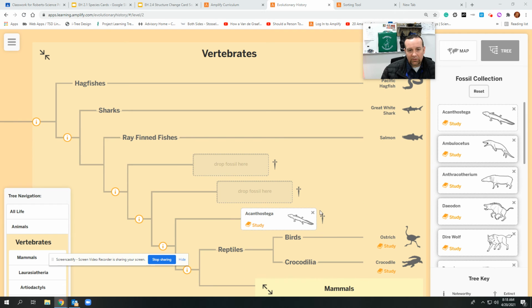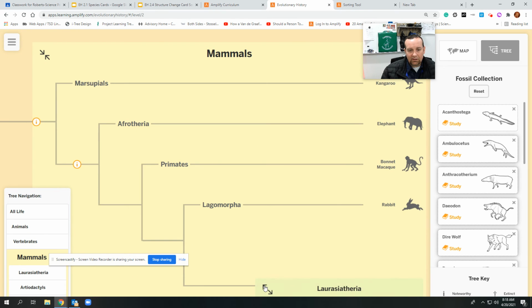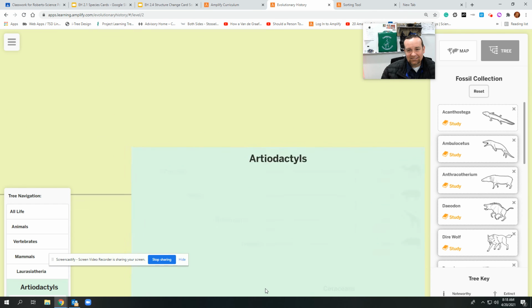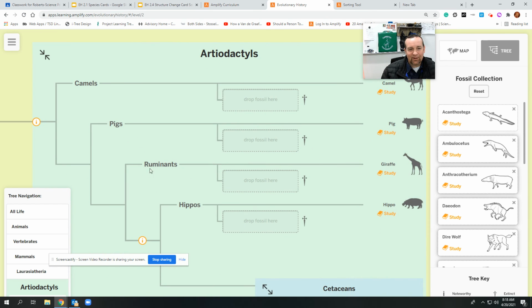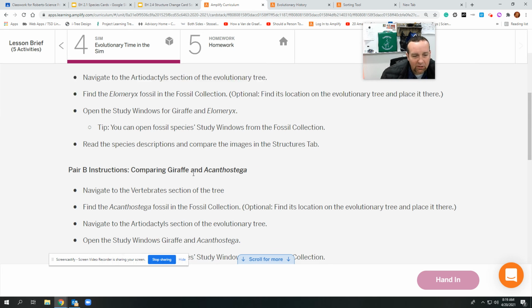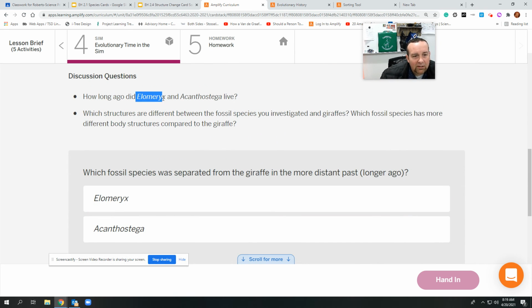And when we were studying our giraffes, they were way deep down here in this tree. And finally, we get to our giraffes and our now extinct Elamirax. Cool. So let's head back and let's see if we can answer these questions. So how long ago did they live? Well, the Elamirax lived 25 million, and this one was over 300 million years ago.